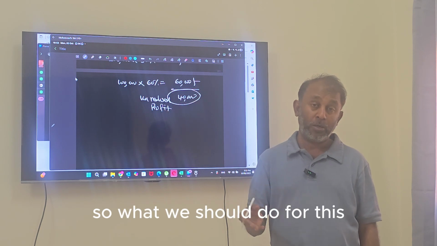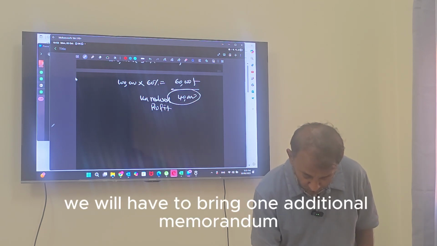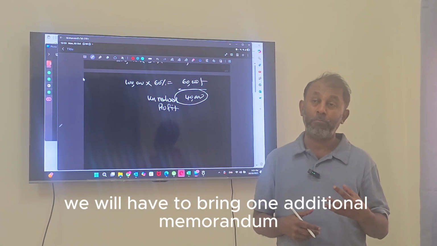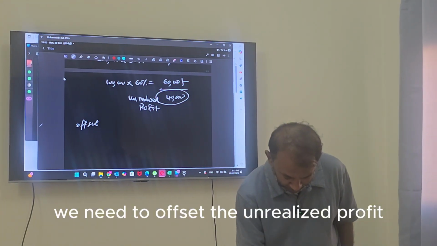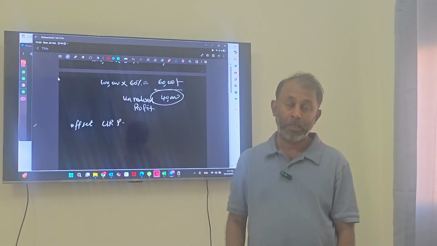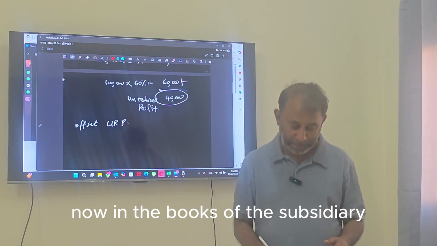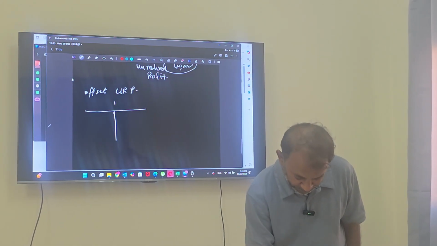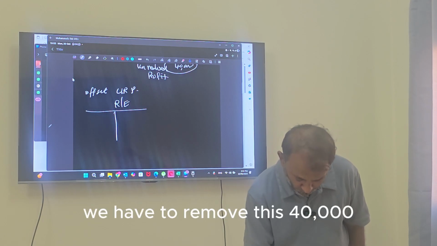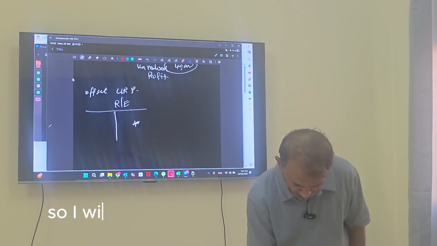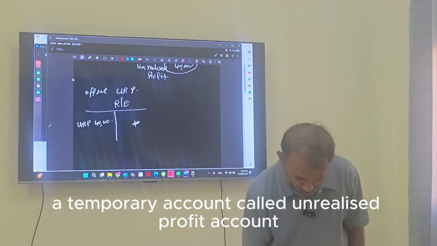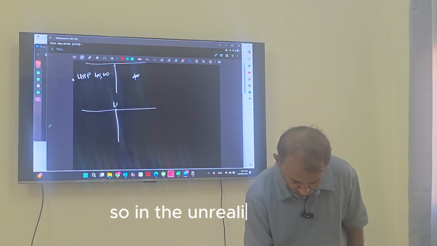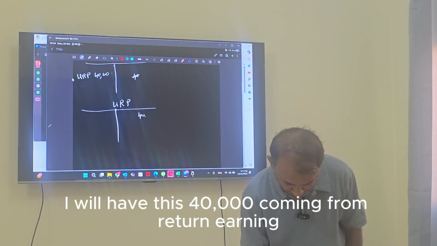So for this, we will have to bring one additional memorandum entry, where we offset the unrealized profit. In the books of the subsidiary, in their retained earnings, we have to remove this 40,000. So I will debit 40,000 here and transfer it to a temporary account called the unrealized profit account. So in the unrealized profit account, I will have this 40,000 coming from retained earnings.